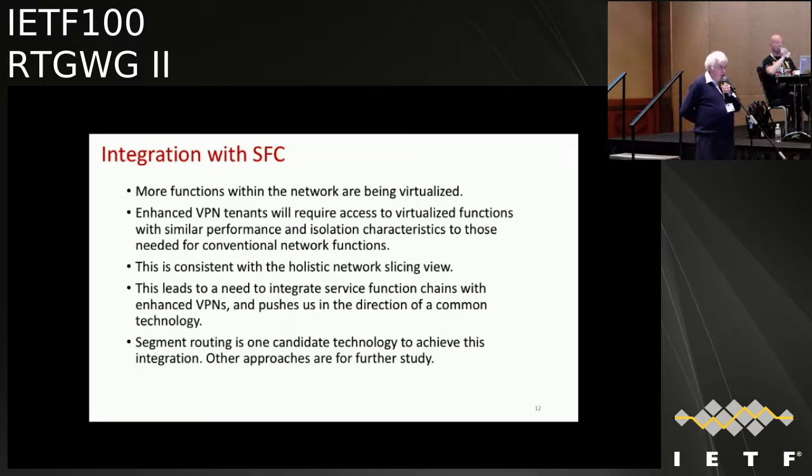We need to integrate with service function chains, because they are an integral part of the types of network that this is going into. So we're going to need a holistic approach to both VPN Plus and network slicing. Whether we do this with segment routing, which is one of the candidates, or whether it forces us to revisit that decision, is the next thing we need to study.